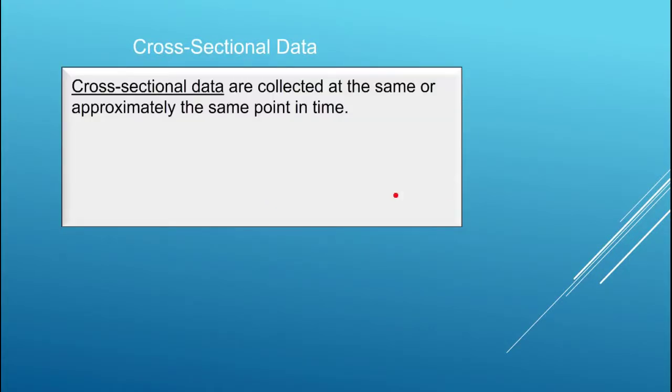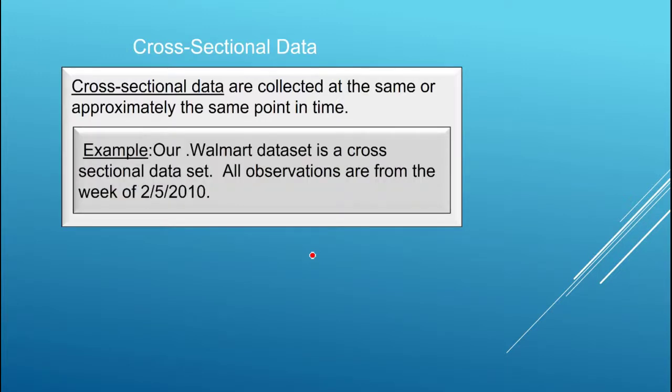Cross-sectional data are data that are collected at approximately the same point in time, and we saw examples of cross-sectional data when we looked at our Walmart data set. We had one store at one point in time, and our observational unit was the departments within that store. That was an example of a cross-sectional data set.